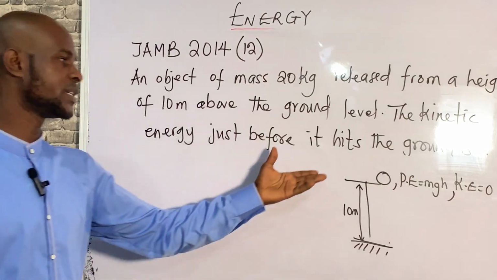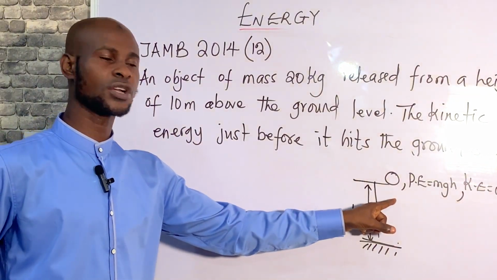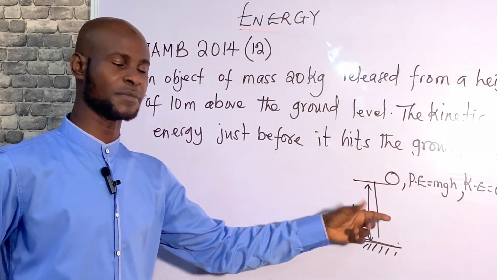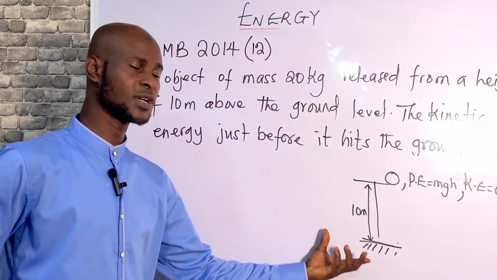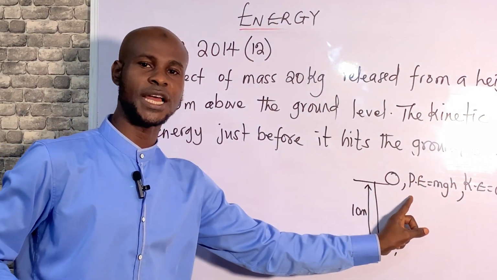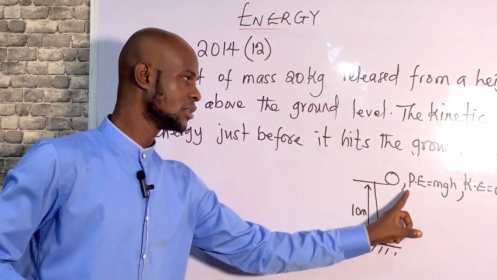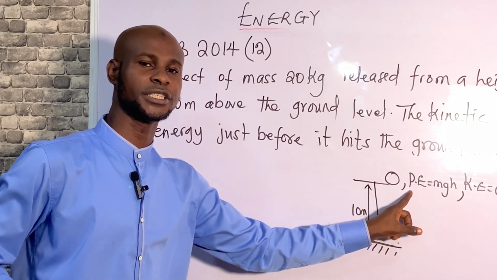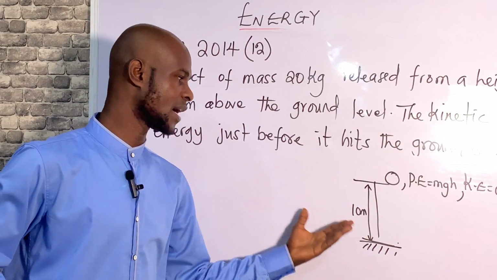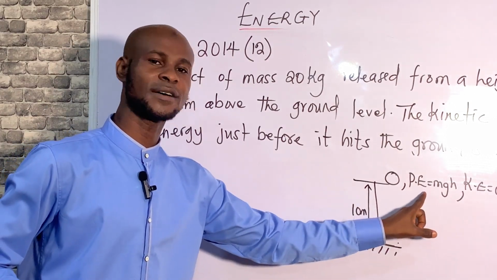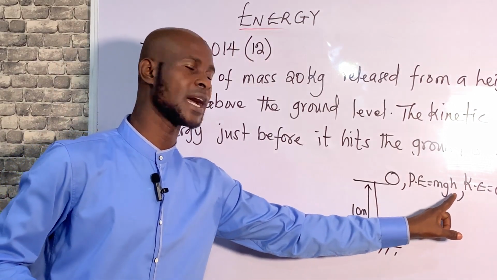So when I release this object now, the potential energy continues to decrease because the height is decreasing. Because I need the height to get my potential energy. So if the height is 7, you get a lesser value for potential energy. If the height is now 5 at the midpoint, you get a lesser value for potential energy if you put your height as 5 here.